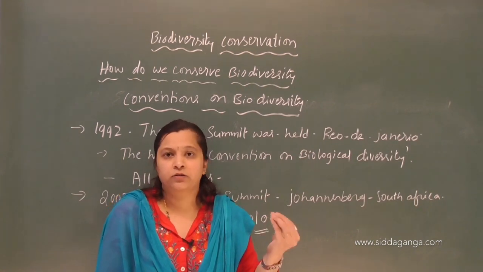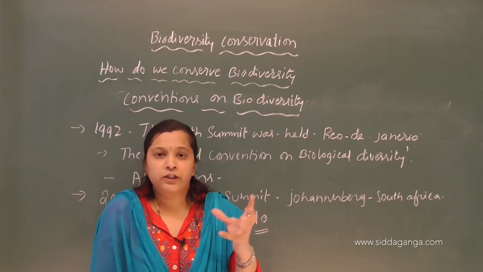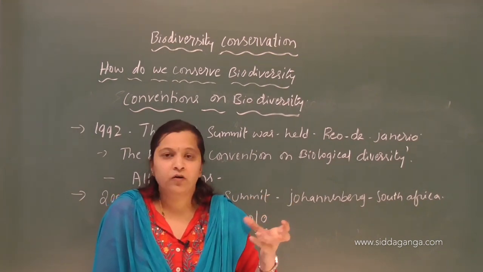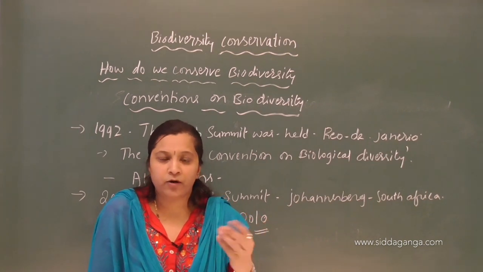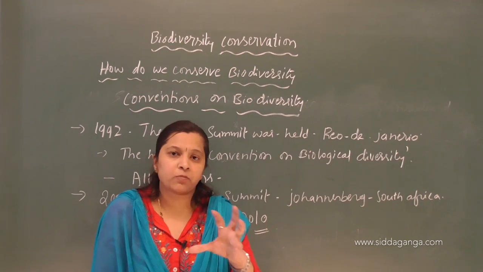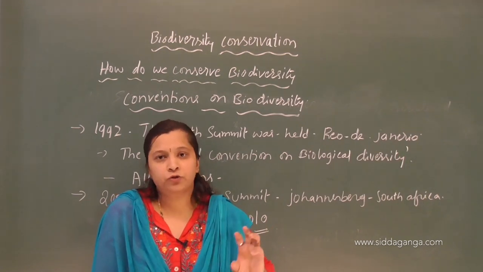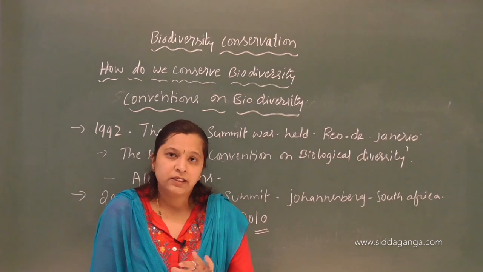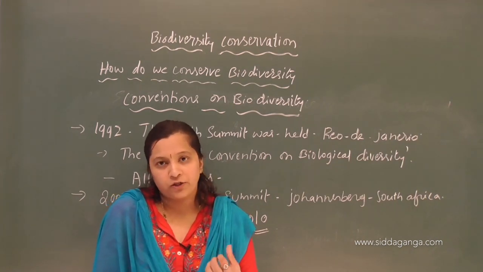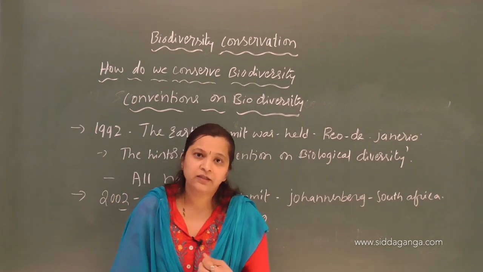And the IUCN list, that is the total number of species in the world, and how many species are in India. And go through all the examples I have given. So this completes the biodiversity chapter. Hope you have all understood the chapter. Thank you.